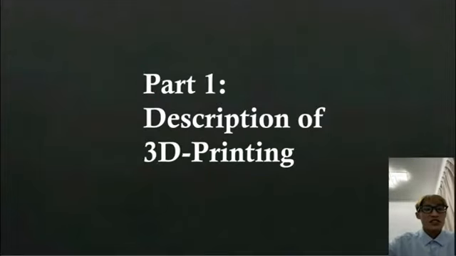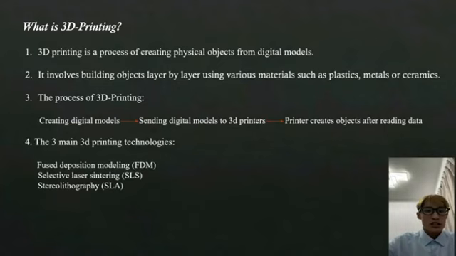Okay, so now let's begin at part 1, the description of 3D printing. So what exactly is 3D printing? 3D printing is a process of creating physical objects from digital models. It involves building up an object layer by layer using a variety of materials such as plastic, metal, or ceramic. And the process of 3D printing is not complicated.